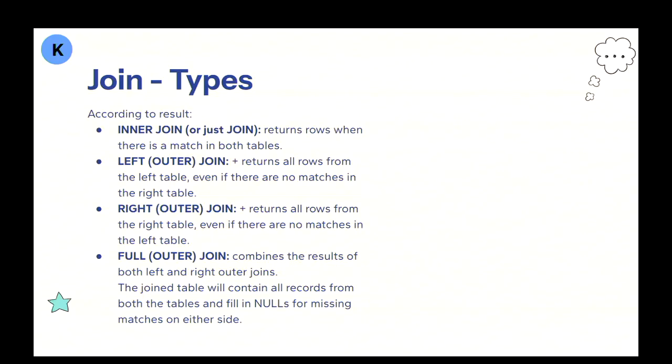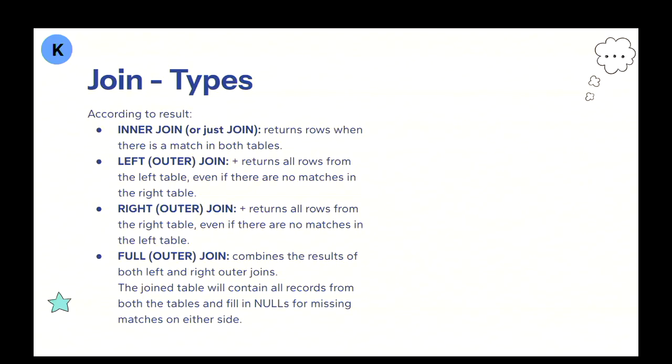And the third one is called right join. So in comparison with left join, the concept is very similar. It will return the matched rows plus all the rows from the right-hand side. And even if there are no matches in the left table, it will return all the rows from the right table. So this is called right join.